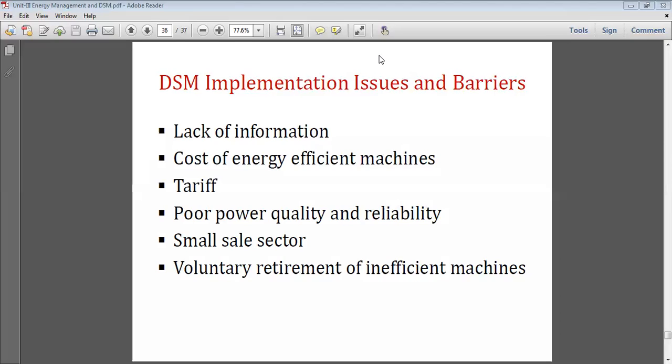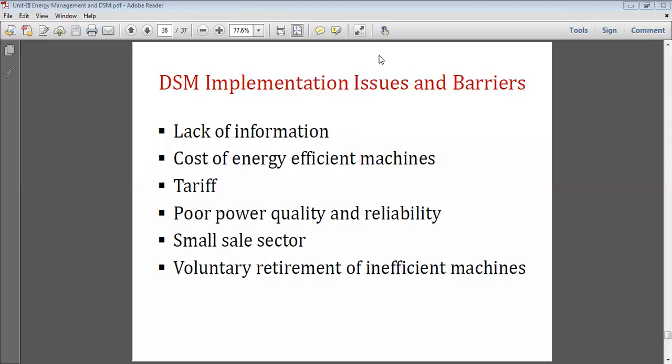Next is the voluntary retirement of inefficient machineries. Nobody is ready to replace an existing machine only because it is not efficient. Again, we will take the example of our home. If we have three or four fans, we are not ready to replace the existing working fan by the energy efficient BLDC fan. Suppose I give the suggestion that you have four fans in your home, replace them by energy efficient fans, a BLDC fan which consumes 28 or 30 watts.